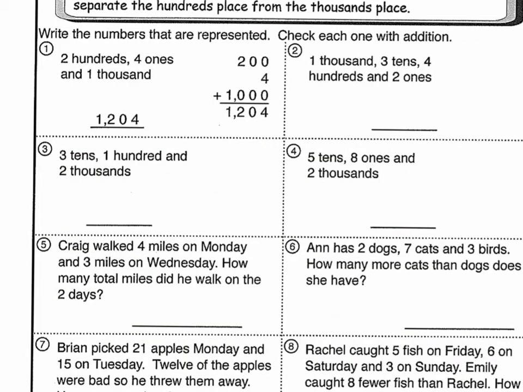All right, we're going to move on to number 3 now. This is a word problem. Craig walked 4 miles on Monday, 3 miles on Wednesday. How many total miles did he walk on the 2 days?